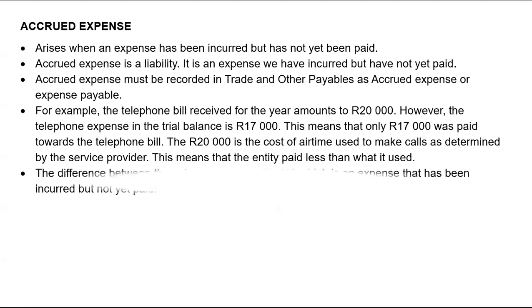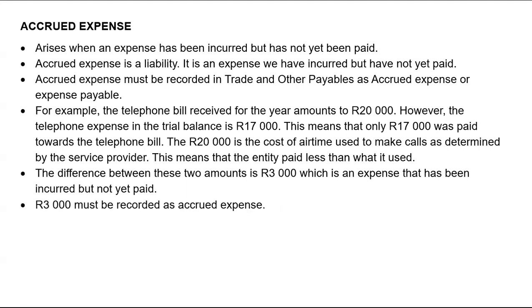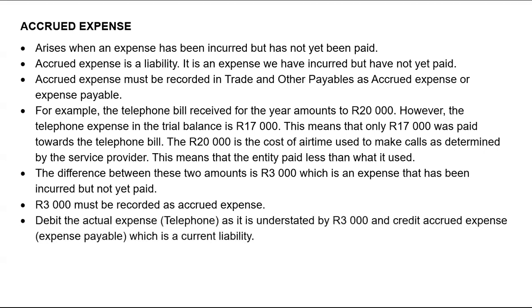The difference between these two amounts is 3,000 rand, which is an expense that has been incurred but not yet paid. The 3,000 rand, we are going to record it as accrued expense by debiting the actual expense, telephone in this example, as it is understated by 3,000 rand, and we credit accrued expense, which is a liability. It is a current liability.